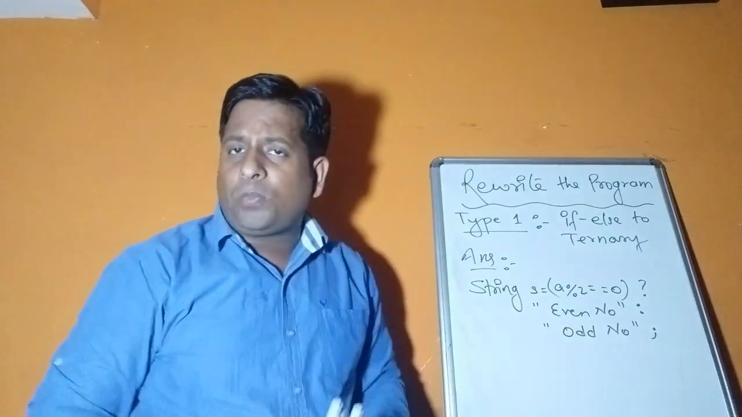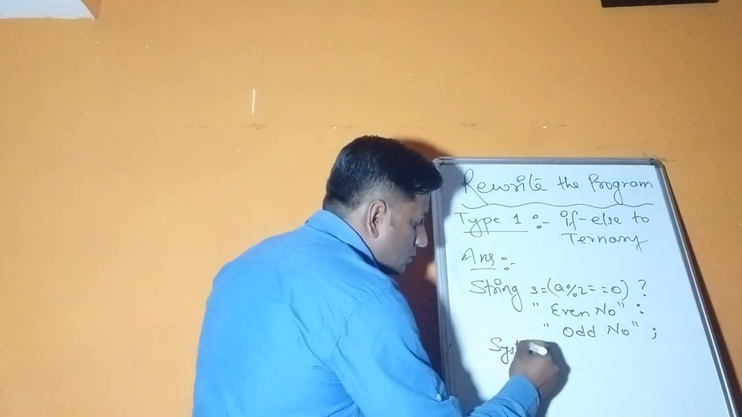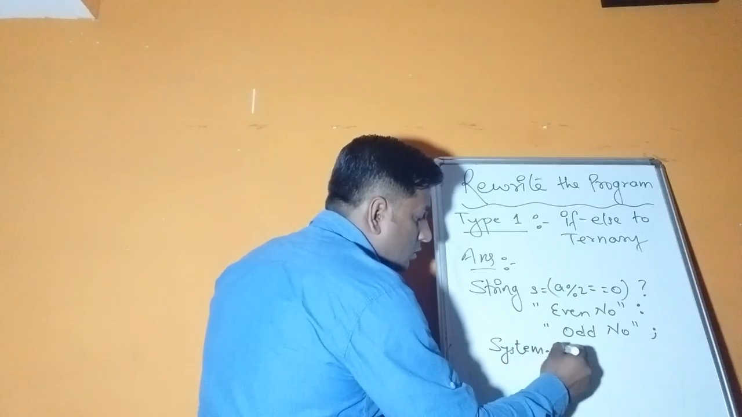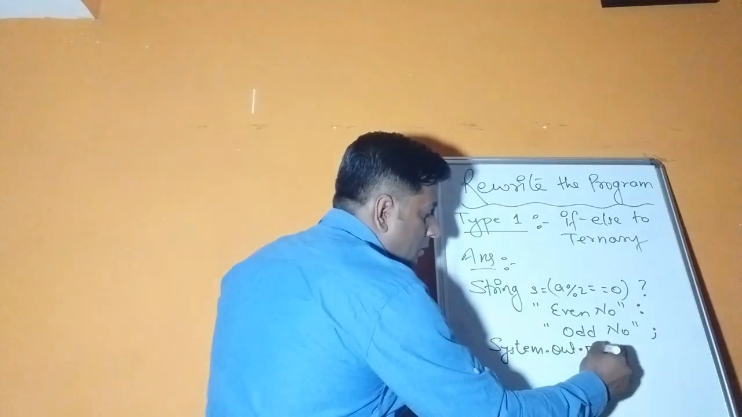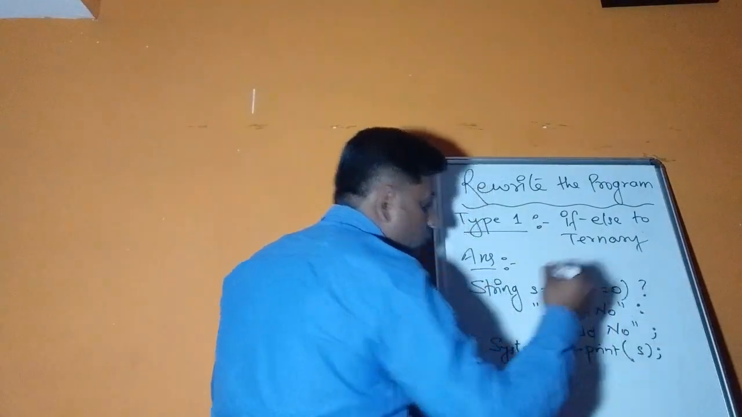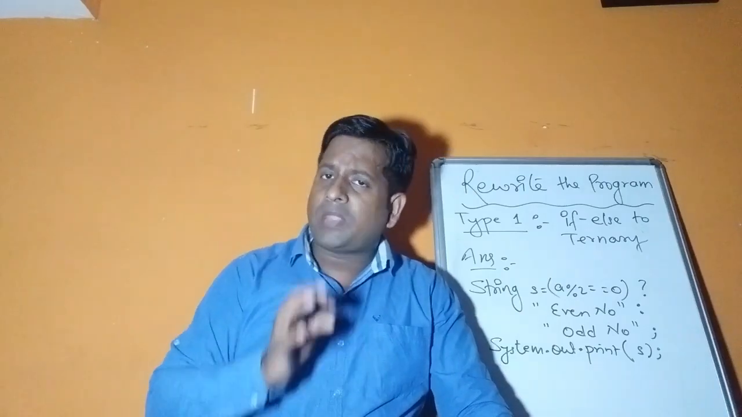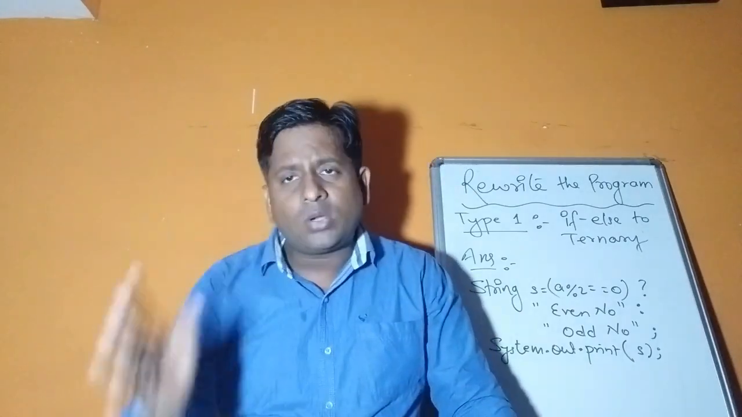This even number or odd number, either one, will be stored in variable s. So what we need to print is s. We'll write here system.out.print, and print s with a semicolon. So this is type 1, that means conversion of if else to ternary.